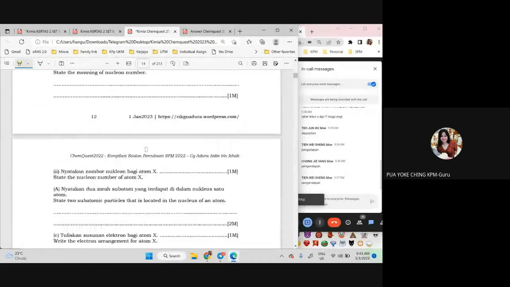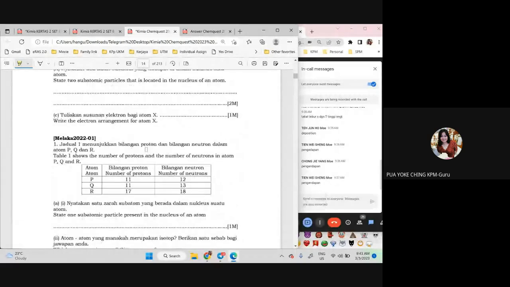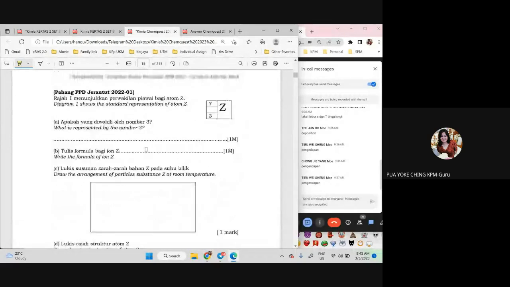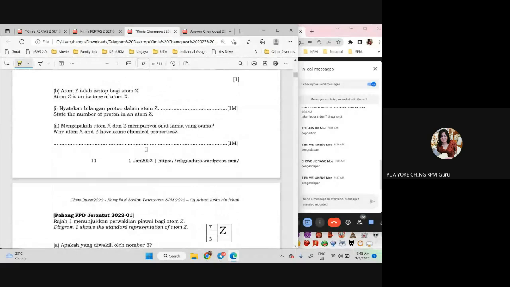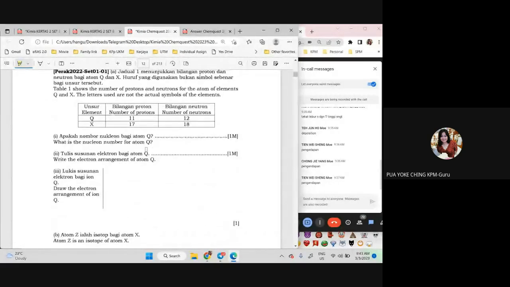Untuk chapter 2, kalau one more is this one lah. Write the electron arrangement. Kena jaga-jaga. Okay, this is Perak set 1. Okay, tulis susunan elektron bagi atom Q. Lukis susunan elektron bagi ion Q.